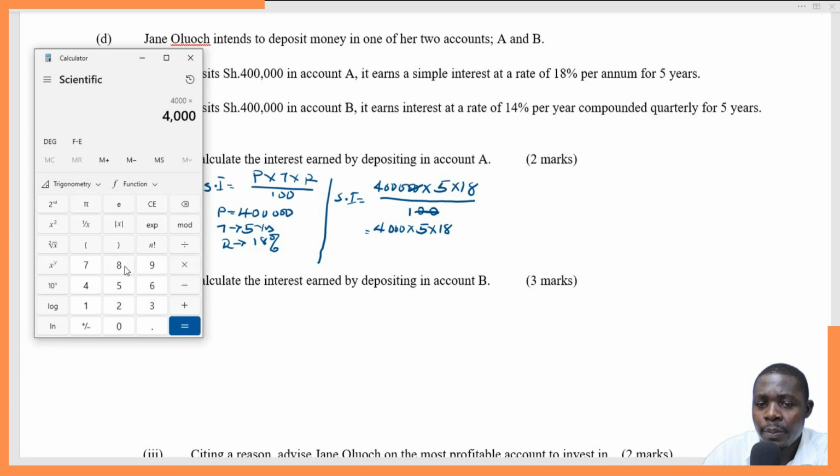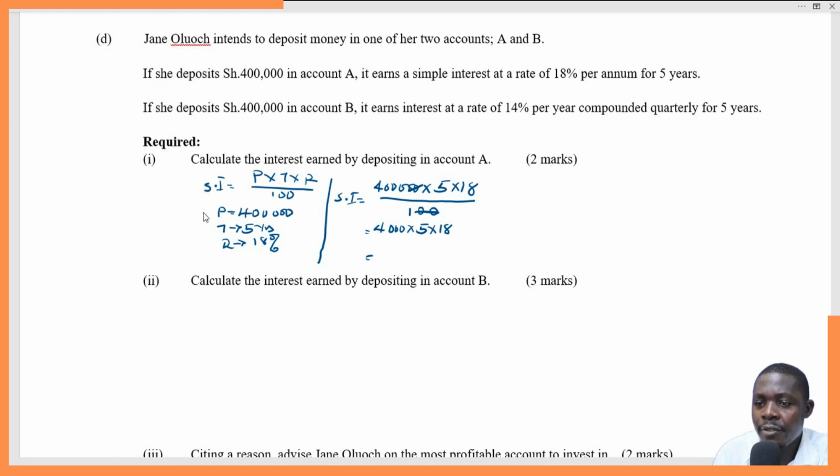We multiply by 5, multiply by 18. You get 360. The interest will be 360,000. If you use the simple interest at the end of 5 years, this particular Mary or watch will have an interest of 360,000.